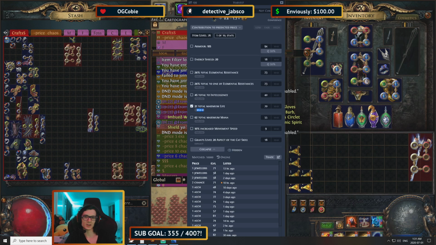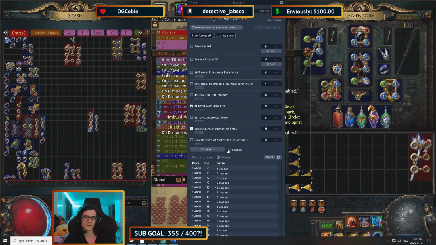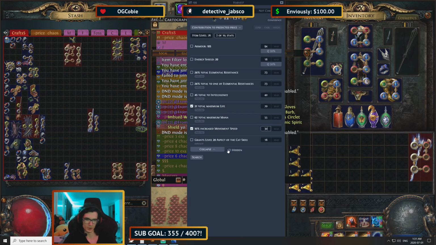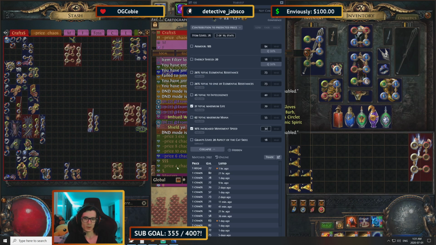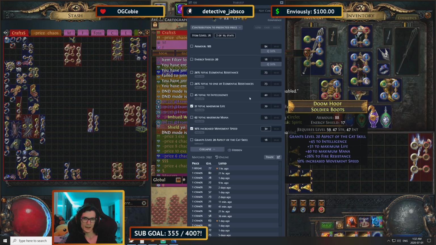So, if we actually went through that, and again, imagine that the movement speed is not 70 or 10, but actually 30, we'll go ahead and type in 30. The price macro is going to go ahead and look at what's available on the market with both 30 resistances and 70 life. Now, what else do we have?